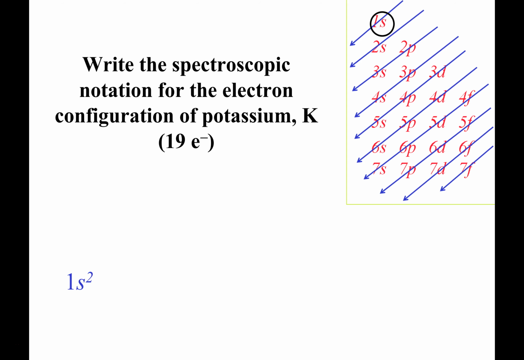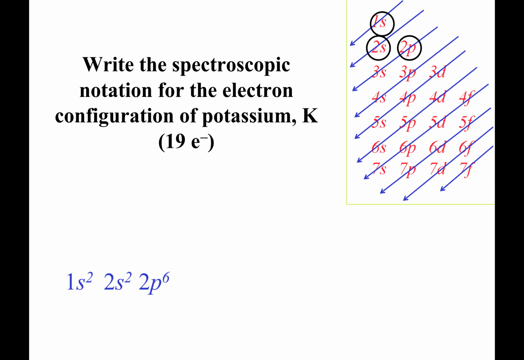Well, I told you we're going to start with this first arrow and fill it up. And by the way, we're using spectroscopic notation, not box and arrow, okay? So 1s2, where the first 2 electrons go, and then 2s2, where the next electrons go. Now I'm at the top of my third diagonal. I've only got 4 electrons on my way to 19. Gotta keep going. 2p6.